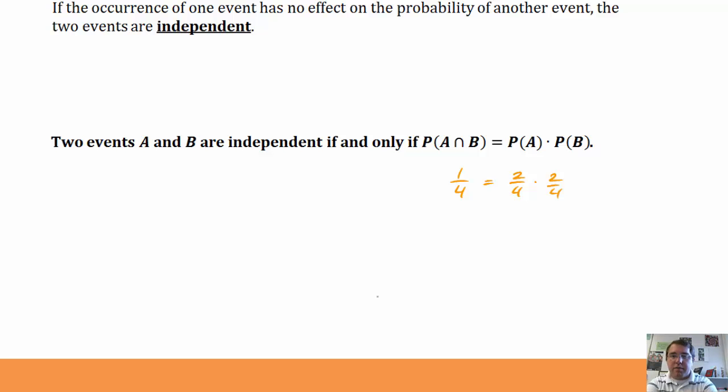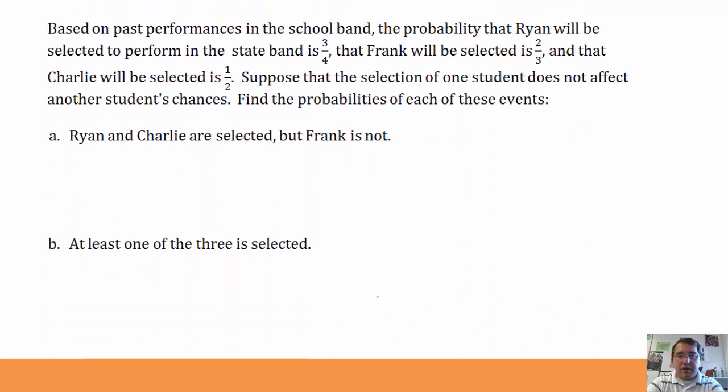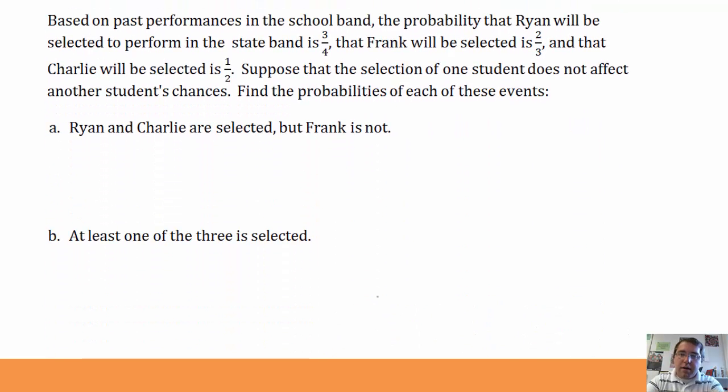Probability of A intersect B was 1 out of 4. Probability of A was 2 out of 4. The probability of B was 2 out of 4. 2 over 4 times 2 over 4 is 1/2 times 1/2, which is 1/4. So that is a way to verify that we have independence. All right. One last example.